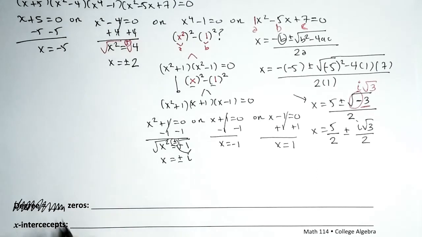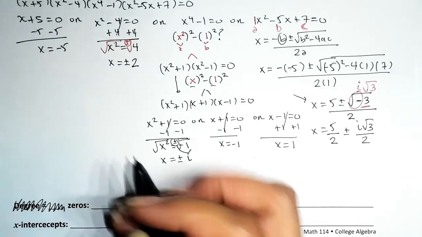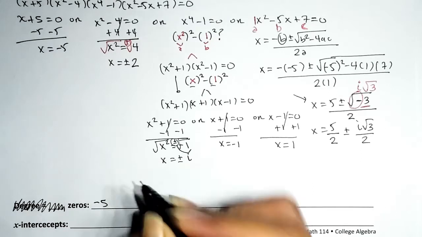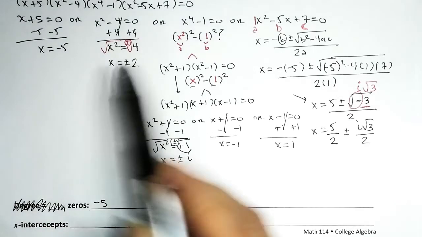Okay, so what are the zeros? The zeros are negative 5, positive 2, and negative 2.